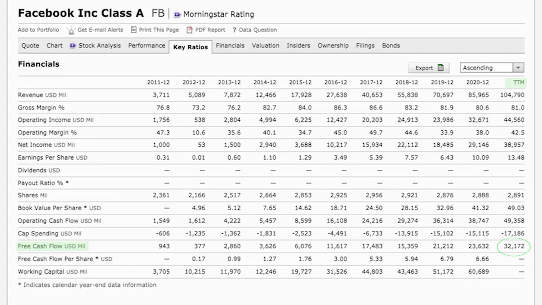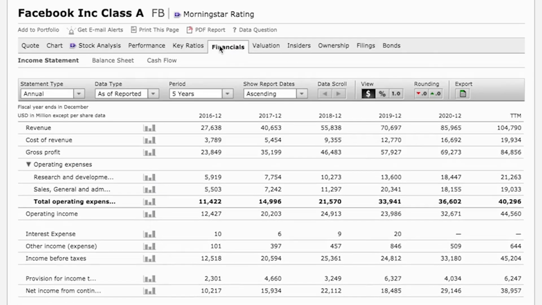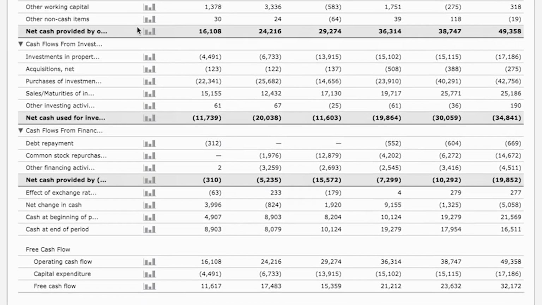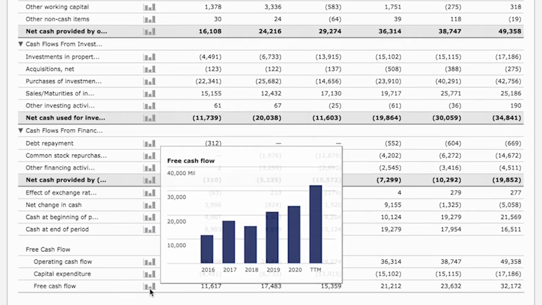We also want to know how many shares outstanding Facebook has right now, which we can see here is just under 2.9 billion shares, because again, this is in millions. And then we also want to know the rate at which the free cash flow has been growing year over year up until now. And we can see that here, of course, and if we went over to the financial statement tab and we went to the cash flow statement and scrolled down, we could see how it has grown more visually by hovering our mouse over this graph icon.